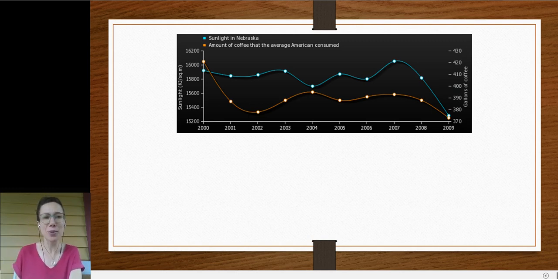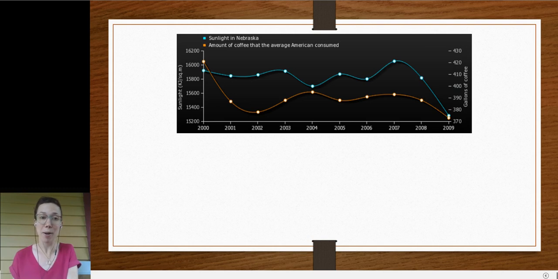And we can see, the blue line is sunlight in Nebraska, the orange line is average amount of coffee consumed. We can see they don't totally align, like the lines are a little bit separate from one another. There are certain points in time where amount of coffee consumed increased, whereas the sunlight decreased. Other times where sunlight was really high, coffee consumption was kind of high as well. So we're not seeing an incredibly close relationship between sunlight in Nebraska and amount of coffee consumed. But if you had to identify an independent and a dependent variable here, what would you choose?